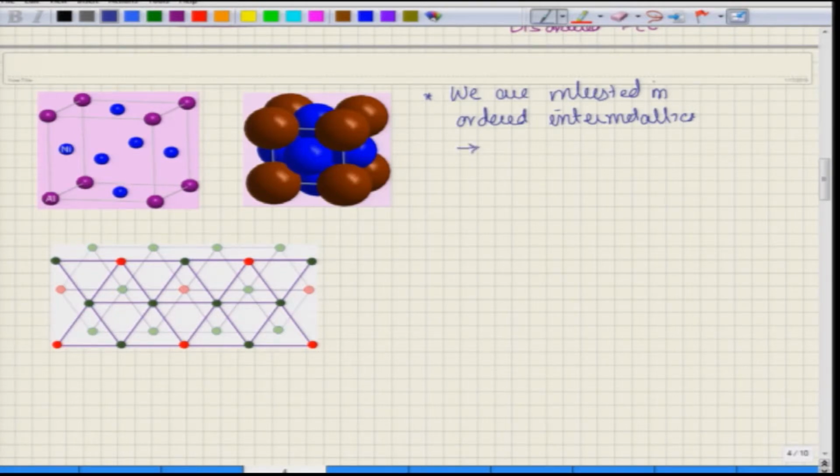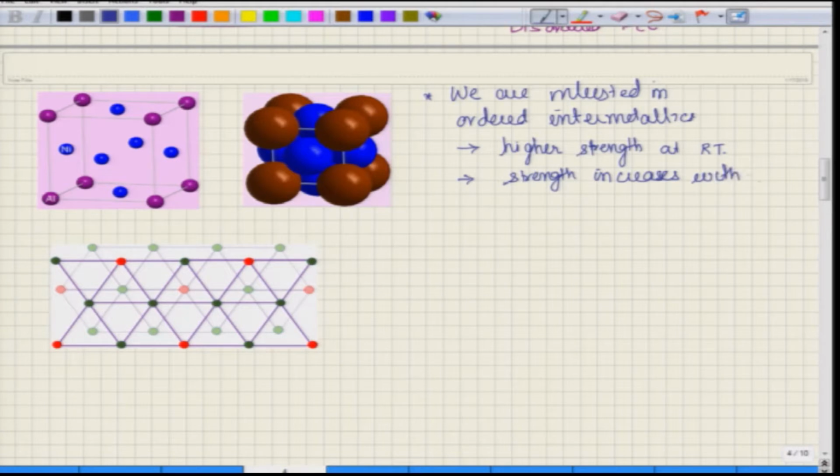And what are some of the key properties that they show? One of the properties is high strength, higher strength compared to a simple FCC or BCC system, and that too at room temperature. And if the system is appropriate, in some of these particular intermetallics, you can even see that strength increases with temperature.